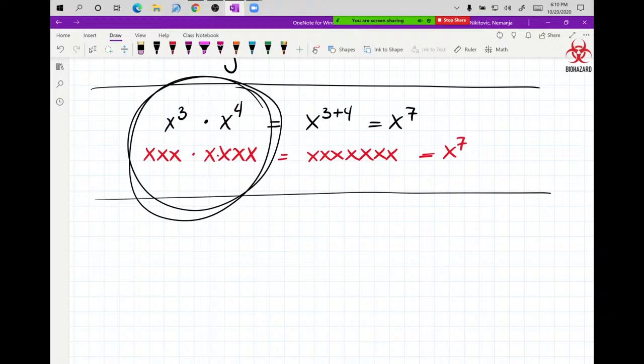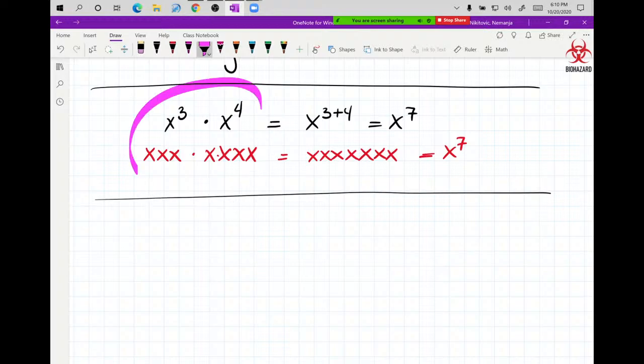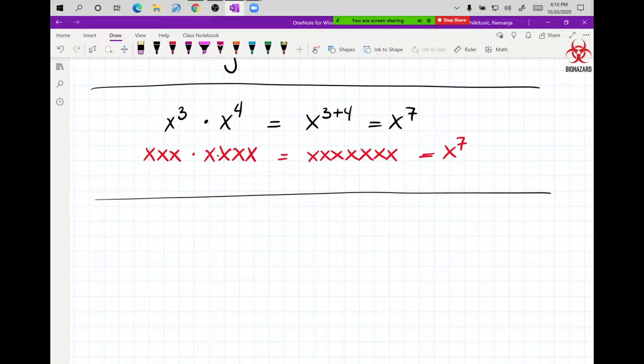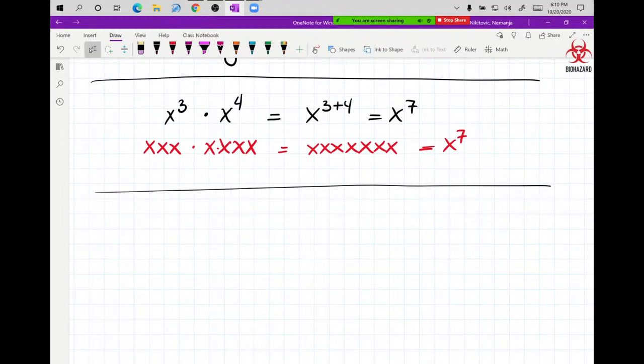Anyway, when you get a problem like this, you can write this out, you can write this out, and then you just count them all together. You're going to have 7. Now, obviously, knowing the rule helps a lot. Yes. Was that a question? I guess not. Okay.